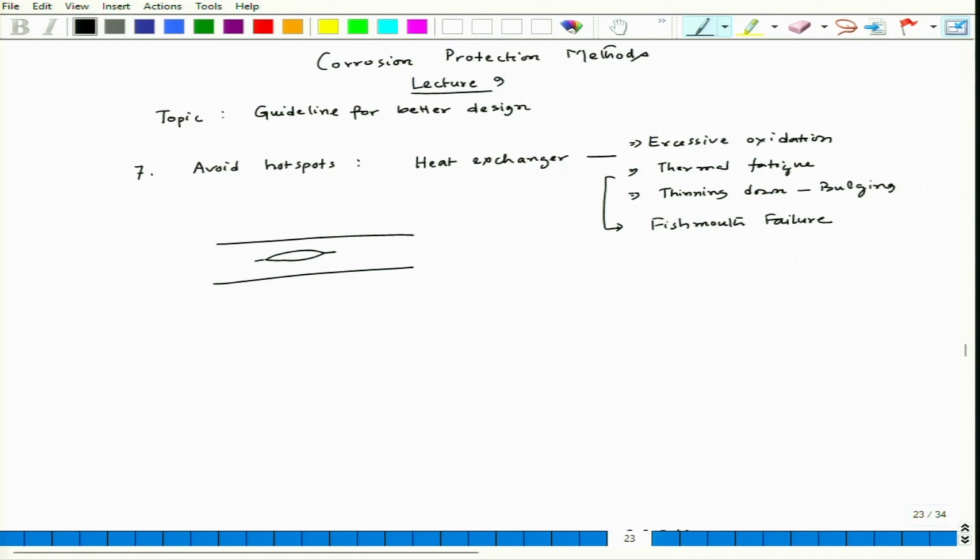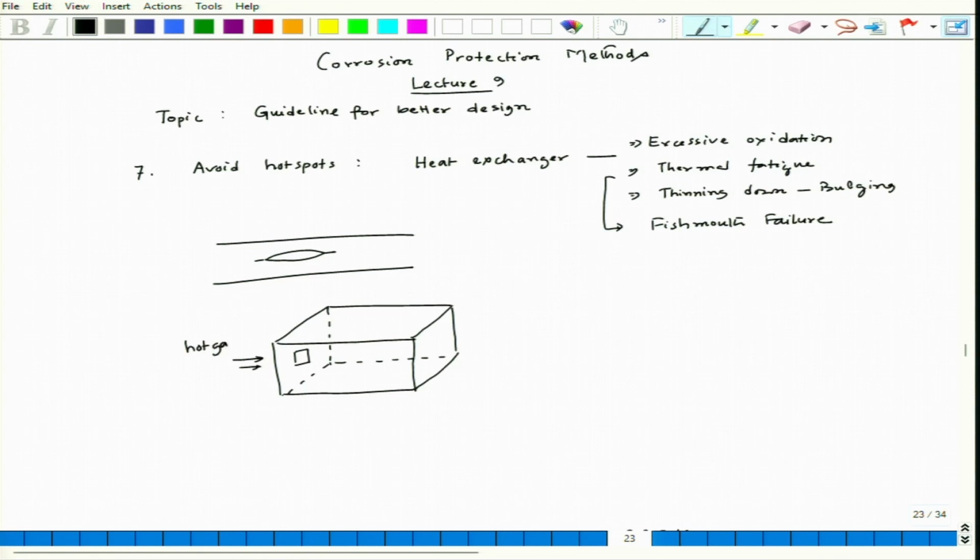Now, one possible reason that we can discuss here. If you see the heat exchanger chamber, let us say this is my chamber. This is a refractory lined chamber, and there will be a small hole through which hot gases are coming out. If we do not recover that heat from the hot gases, it will go to the atmosphere.